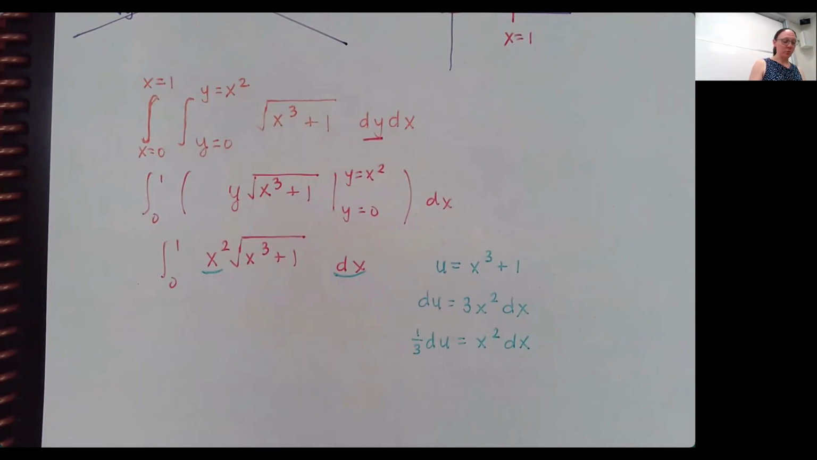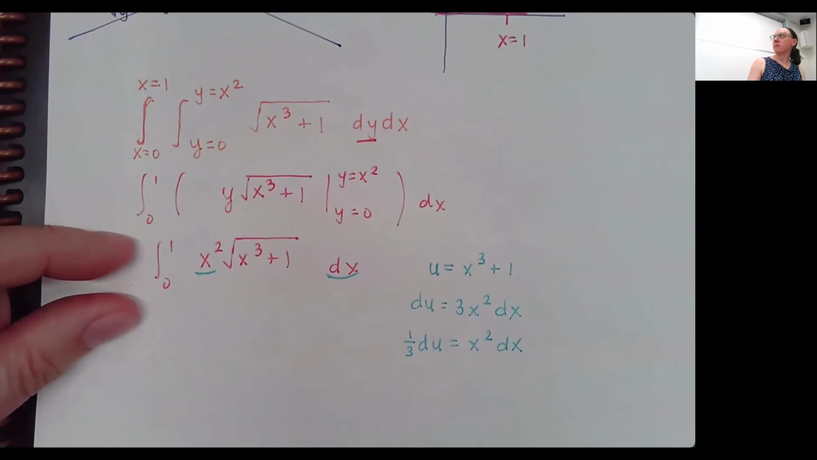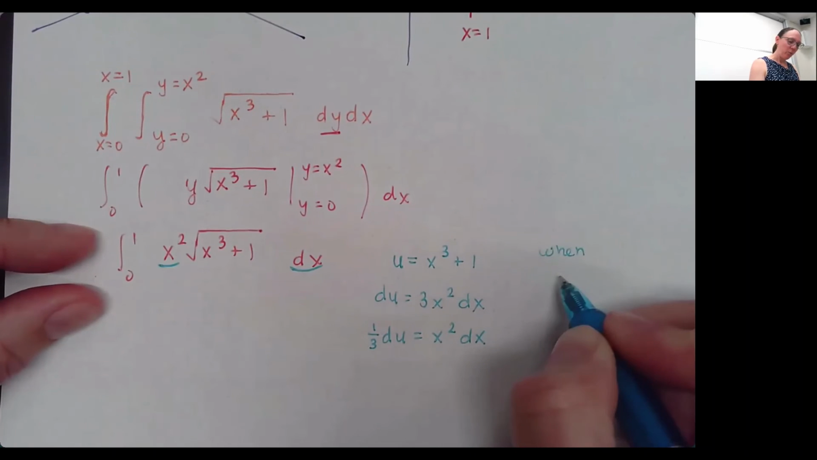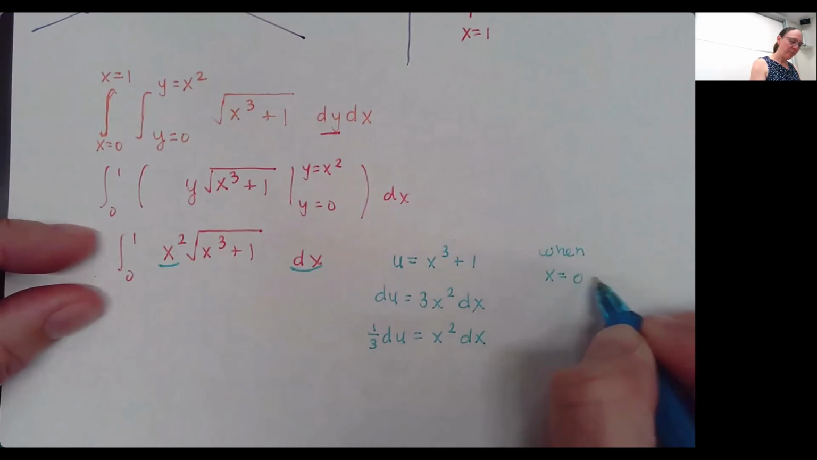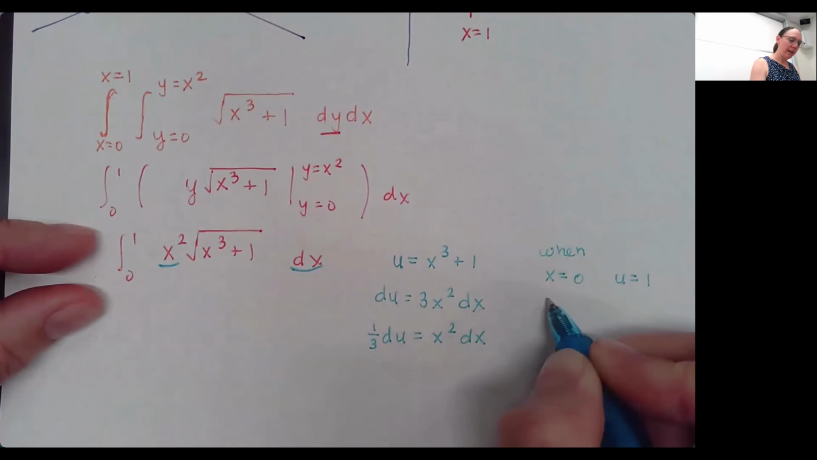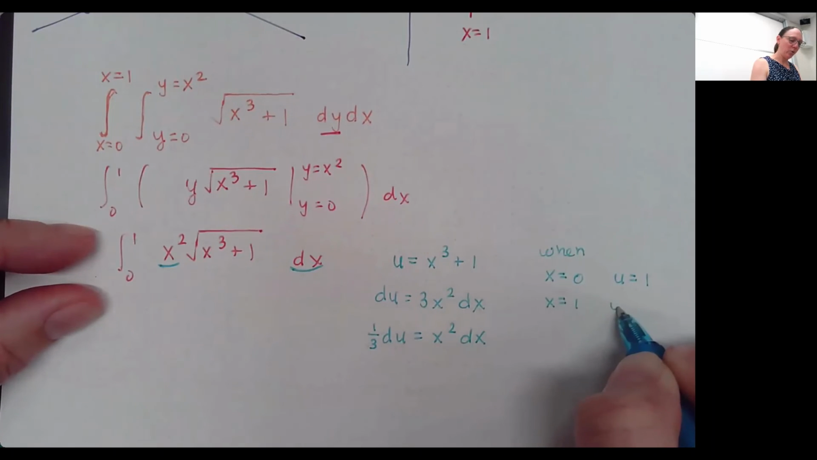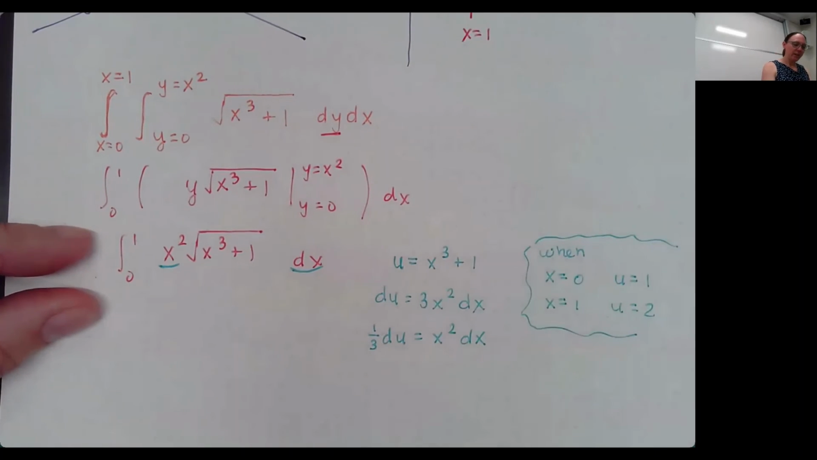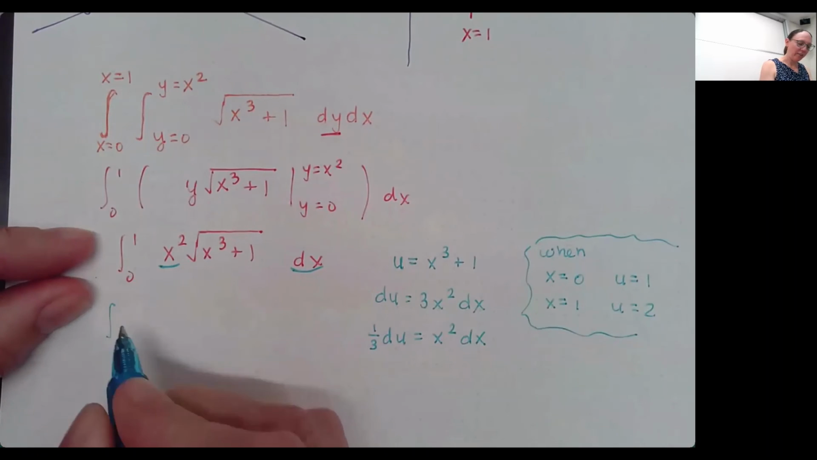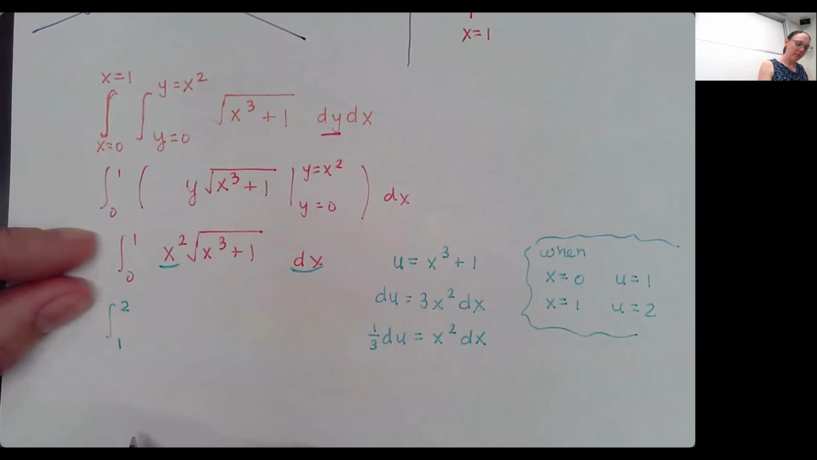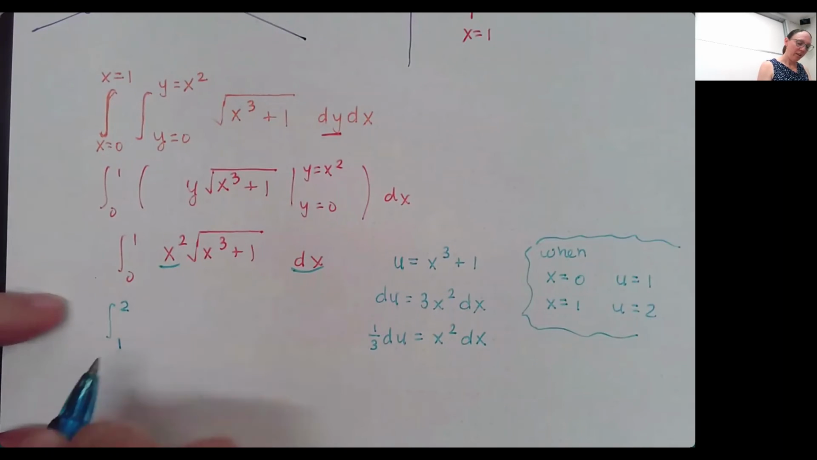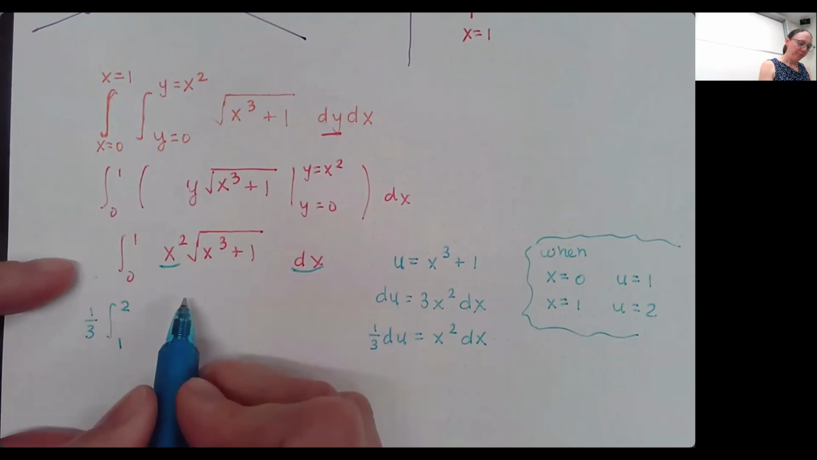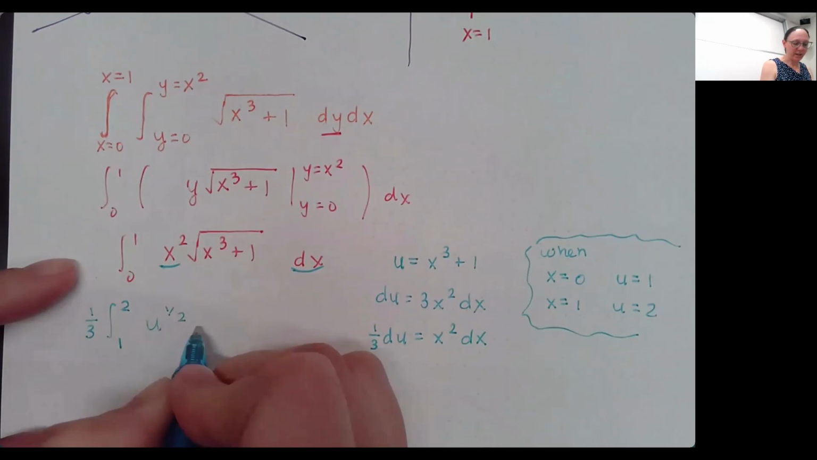I'm going to go ahead and switch my limits to be in terms of u as well. So if I switch my limits, when x equals 0, u is equal to 1. And when x is equal to 1, u is equal to 2. And that's going to let me switch my limits to say I'm actually integrating from 1 to 2 of 1/3 u to the 1/2 du.